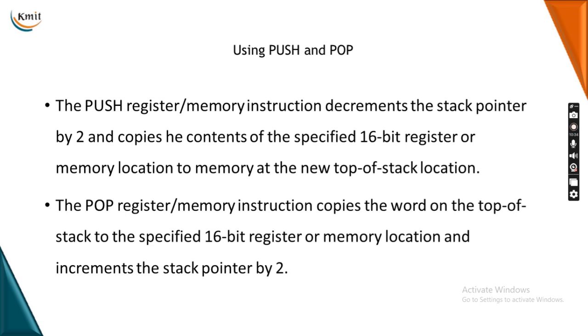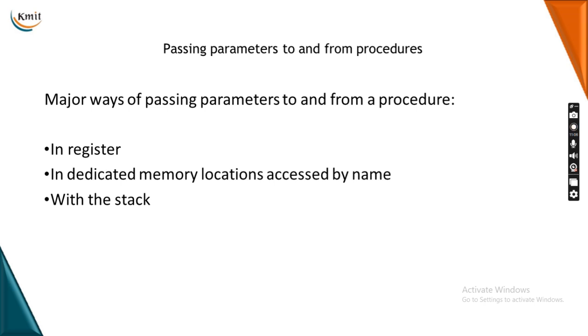So using push and pop, as we all know, the push instruction decrements the stack pointer by 2 because 2 bytes of data can be stored at one time. And pop copies the word on the top of the stack to the specified 16-bit register or memory location, which increments the stack pointer by 2. Push decrements the stack pointer by 2. Pop increments the stack pointer by 2.